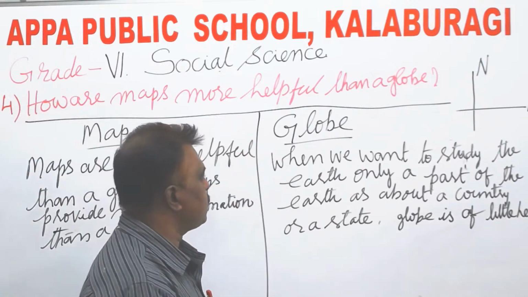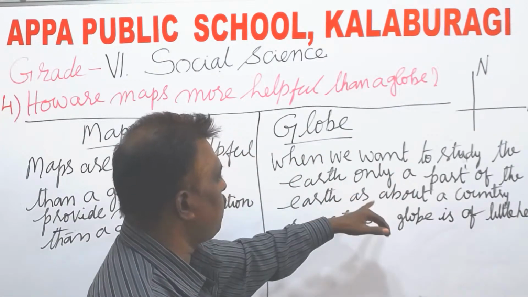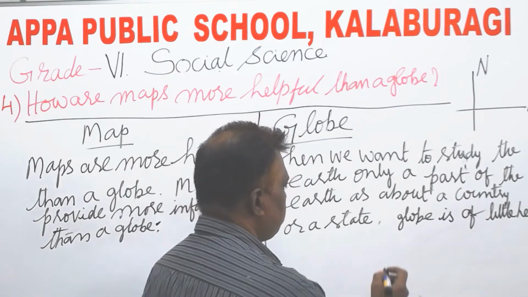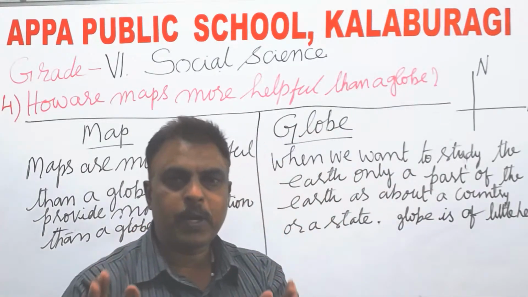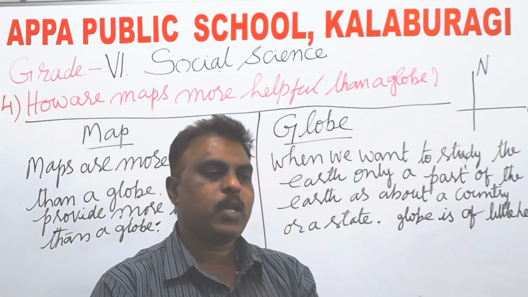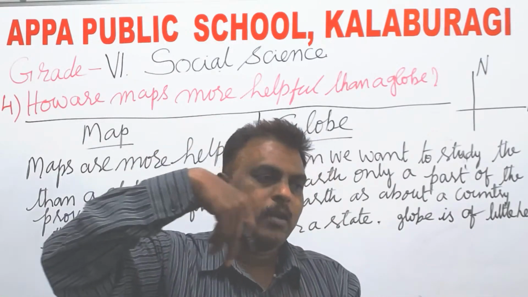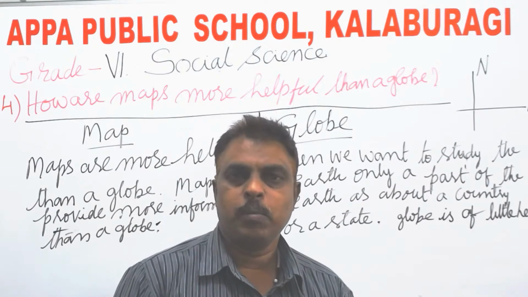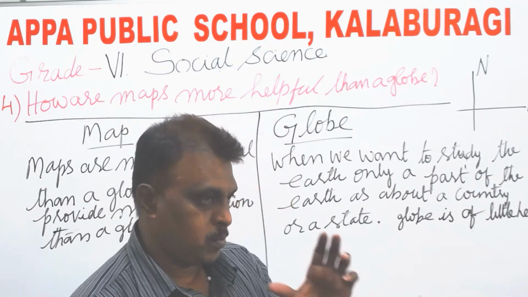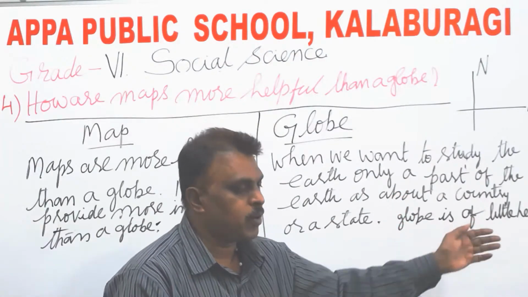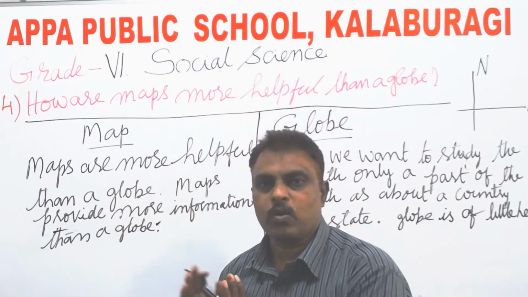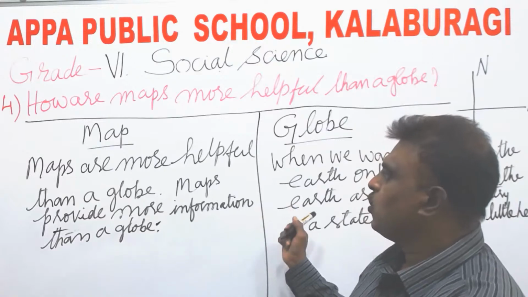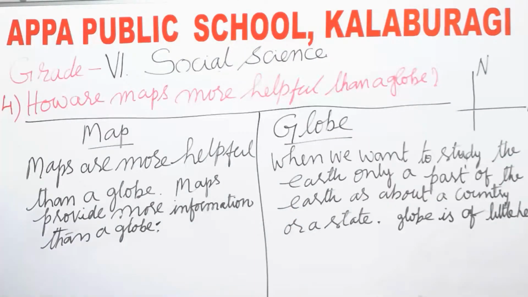Then how will the globe help us? When we want to study the earth, only a part of the earth, about a country or a state, the globe is helpful. Obviously, the globe is round, a spherical model, a true model of the earth, everything is there. But if you want to study one particular area, you get very little information. Compared with the globe, the maps are very useful, they give more information.